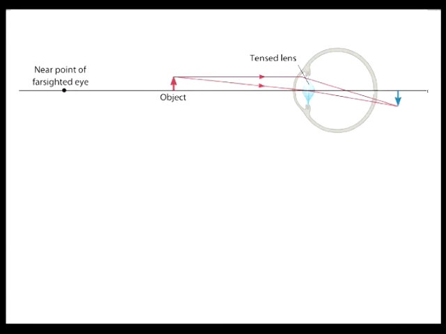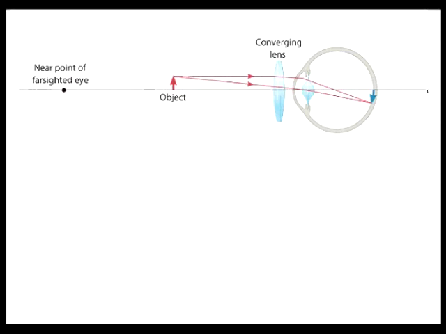Farsightedness can be corrected by placing a converging lens in front of the eye, as shown here. The lens refracts the light rays more toward the principal axis before they enter the eye. Consequently, when the rays are refracted even more by the eye, they converge to form an image on the retina. The lens is designed so that the eye perceives the light to be coming from a virtual image located at the near point, as we see here.